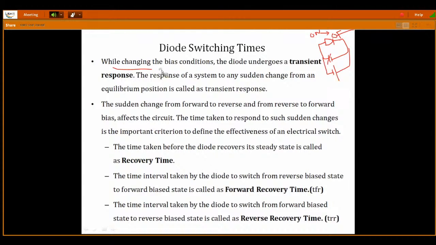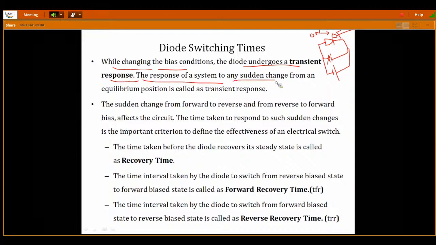Now, while changing the bias conditions, the diode undergoes a transient response. Now, what is a transient response? I think people studied this in BEE, what is a transient state and the steady state, I think in network analysis. Now, here we'll see what a transient response is. The response of a system to any sudden change from an equilibrium position is called a transient response. Now, see what an equilibrium position is.